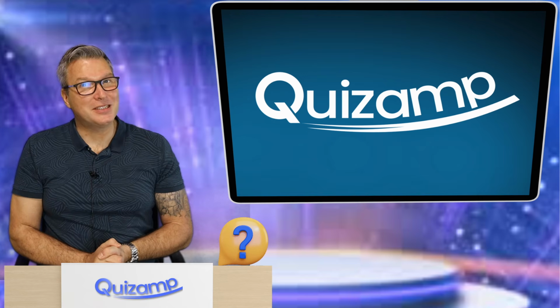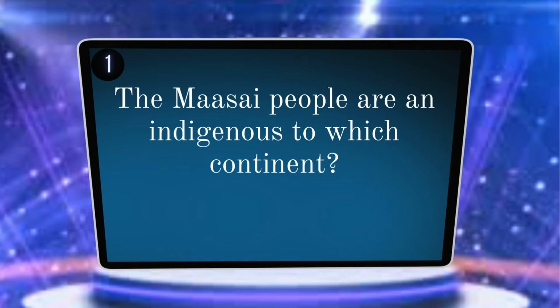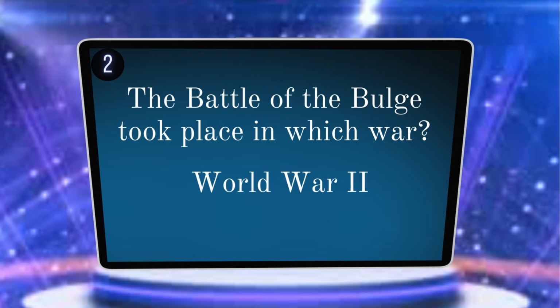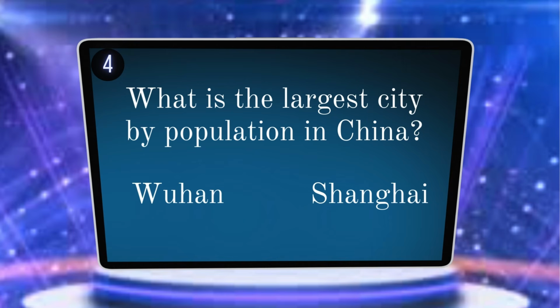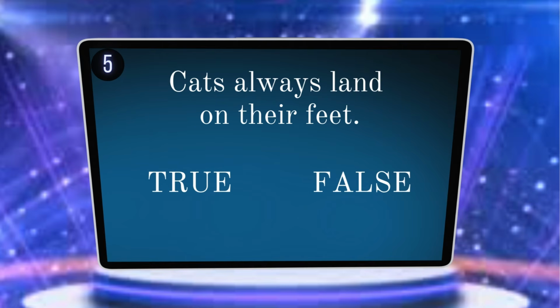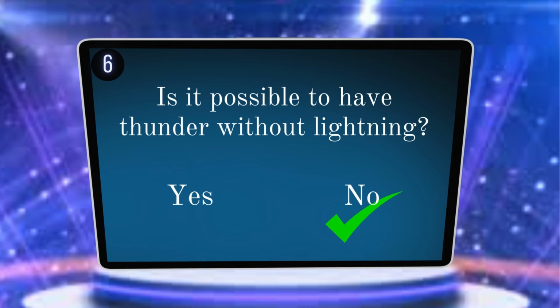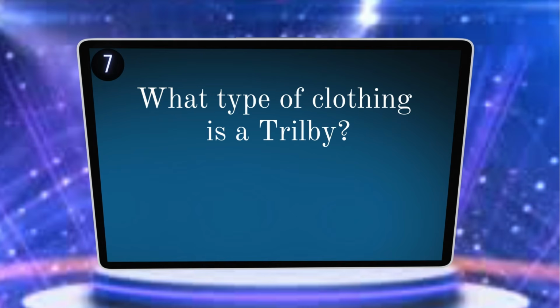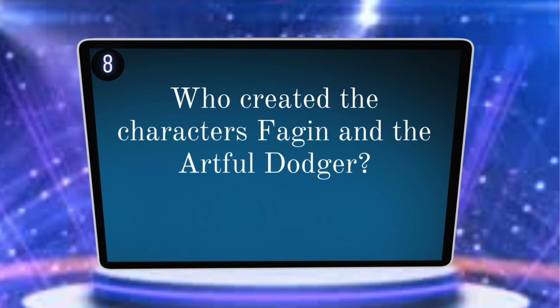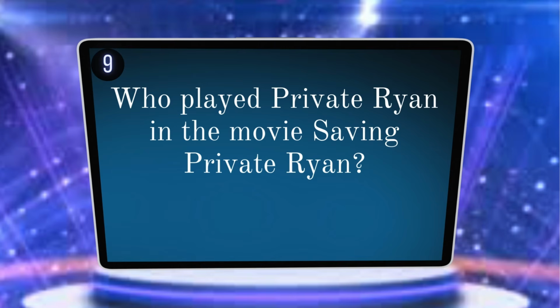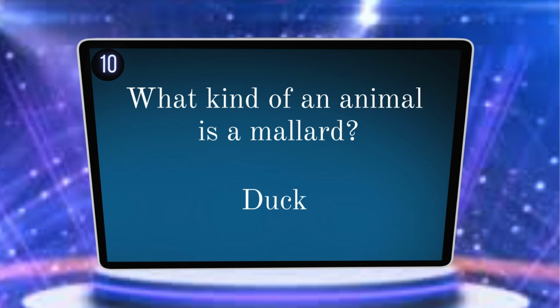Let's check your answers and see how many bonus points you picked up. The Maasai people are from Africa. The Battle of the Bulge was in World War II. GP stands for Grand Prix. The largest city in China, Shanghai. Cats always land on their feet. No, sadly that's false. It is not possible to have thunder without lightning. A trilby is a type of hat. Fagin and the Artful Dodger, that's Charles Dickens. Private Ryan was played by Matt Damon.